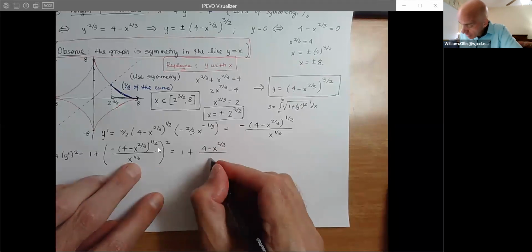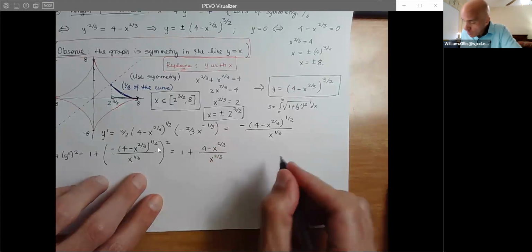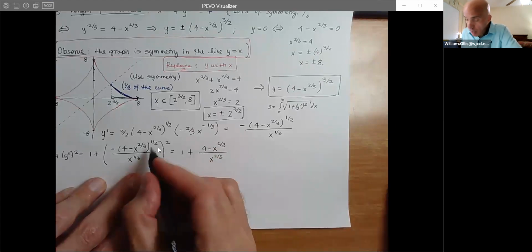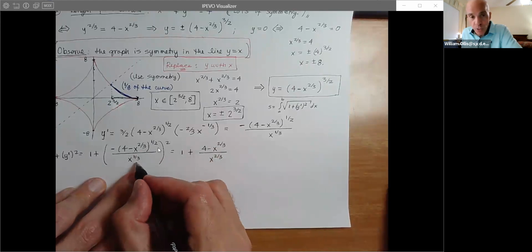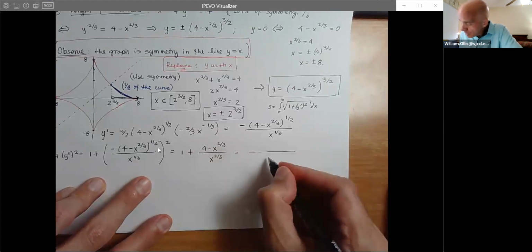And then, of course, x to the 2/3 here. So again, we relieve ourselves of this radical. And then, of course, we square this using the identity laws of exponents. Now let's get a common denominator. So this is the same thing.